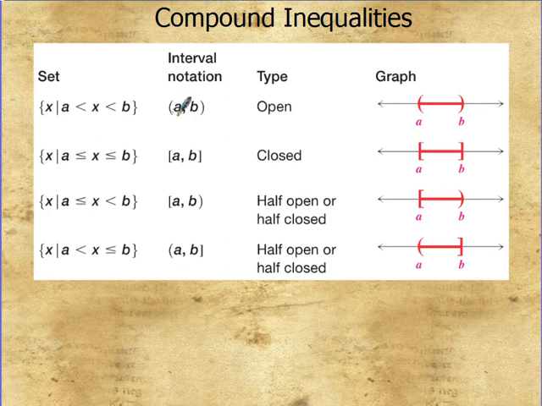Compound inequalities work the exact same way. All the numbers from A to B, not including A, not including B, including both, including A, not including B, and you see there the brackets mixed with parentheses and vice versa.